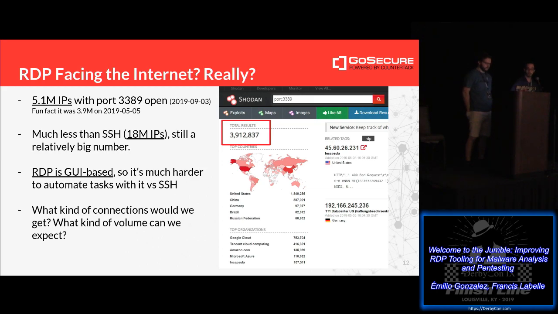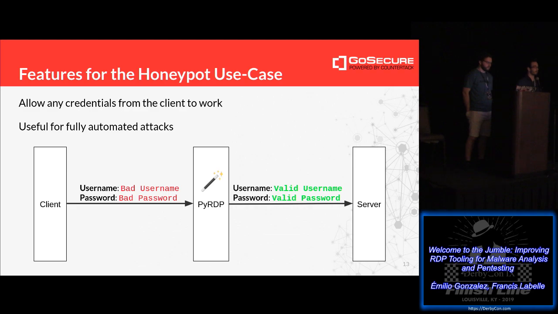One of the features we implemented was to allow any credentials to work. Since we're in the middle of the connection, we can change that. So whenever a client connects, we can simply change the bad usernames to valid ones. So the client is connected and doesn't need to brute force. And we thought that could be useful for fully automated attacks, where credentials would get brute forced, and then upon successful connection, something nasty and automatic would happen.